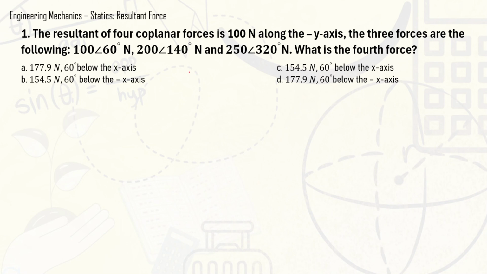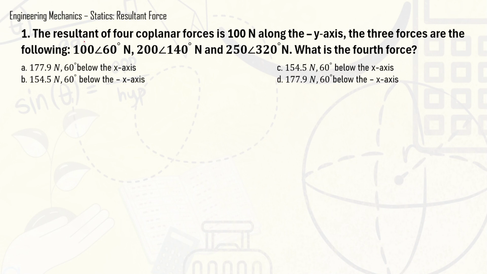Let's solve some problems in engineering mechanics statics involving resultant forces. We have here problem number 1. The resultant of 4 coplanar forces is 100 newtons along the negative y-axis. The 3 forces are the following: 100 angle 60 degrees newtons, 200 angle 140 degrees newtons, and 250 angle 320 degrees newtons. What is the fourth force? We have our choices in here from A to D.